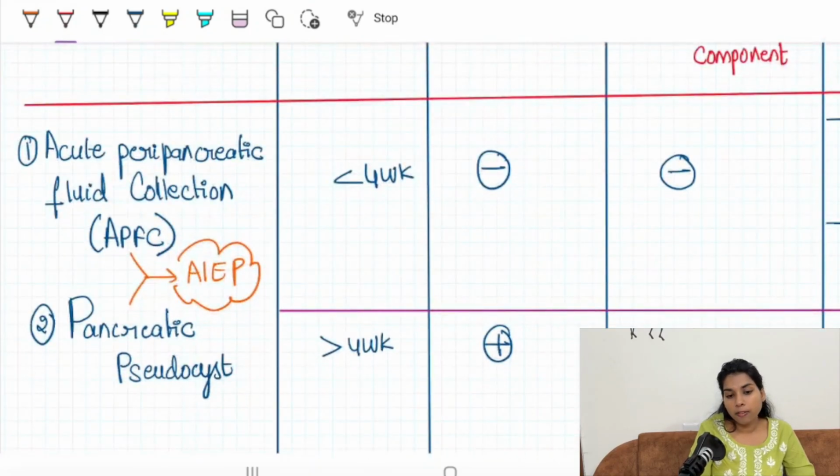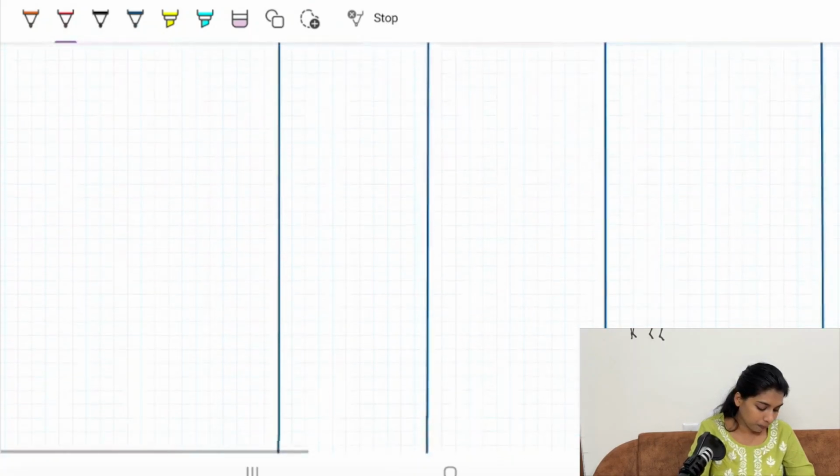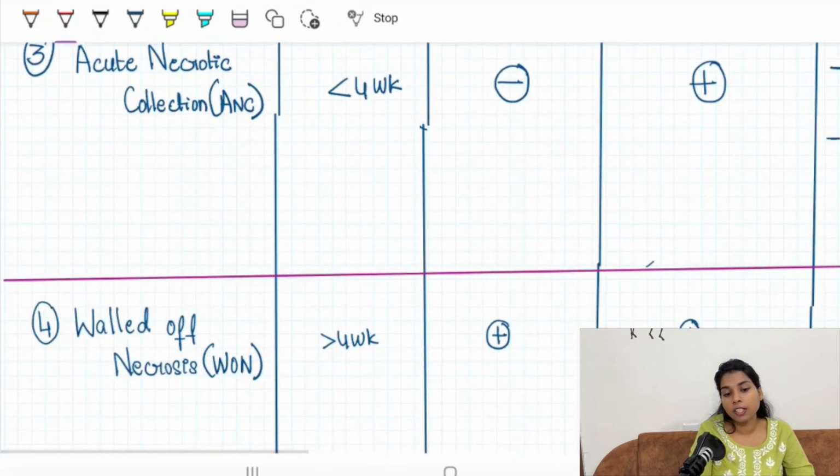Acute peripancreatic fluid collection and pancreatic pseudocyst are sequelae of acute interstitial edematous pancreatitis. Acute interstitial edematous pancreatitis most often shows spontaneous regression. However, in a few cases, it can progress to acute peripancreatic fluid collection and a pancreatic pseudocyst. However, acute necrotic collection and walled-off necrosis are sequelae of acute necrotizing pancreatitis.